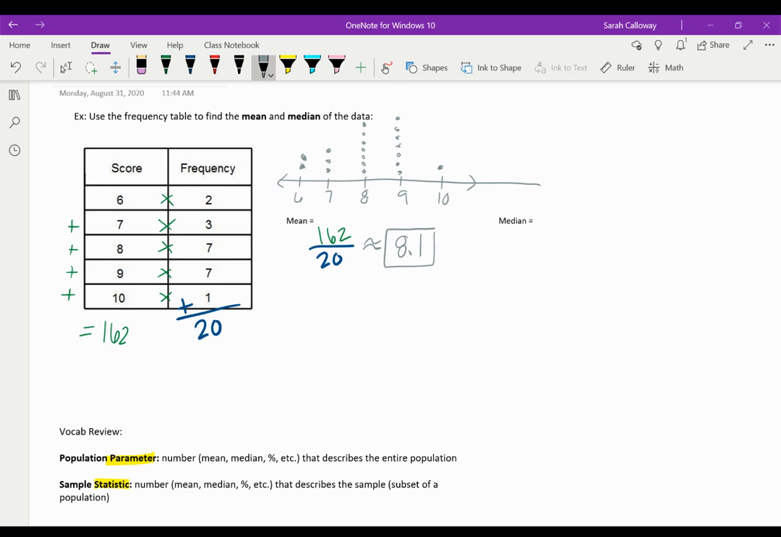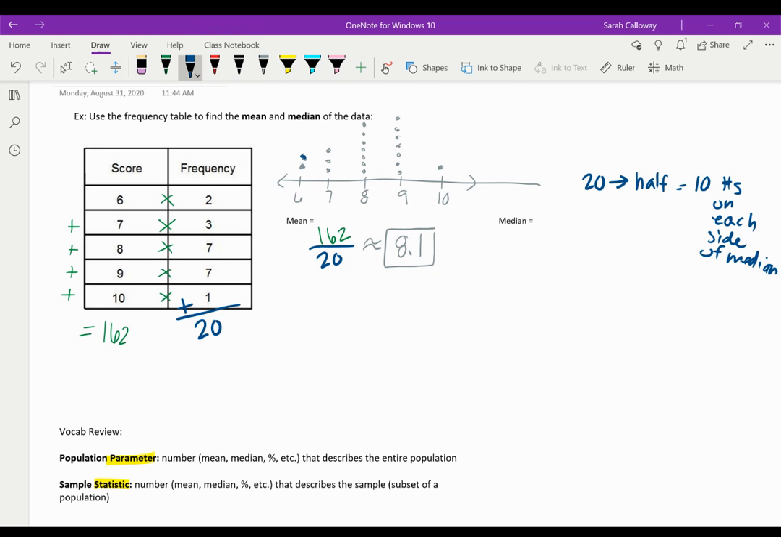Because I have 20 numbers, one way to think about the median is to split that in half. That means I'm going to have 10 numbers on each side of the median. So with my dot plot, I just need to count 10 dots.